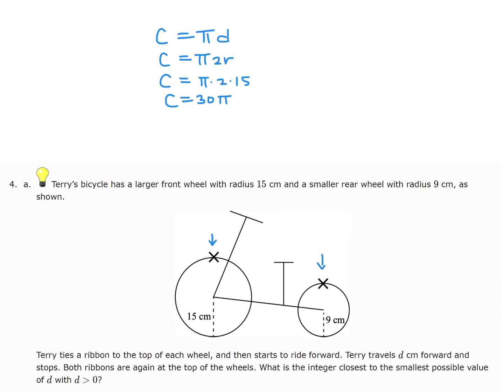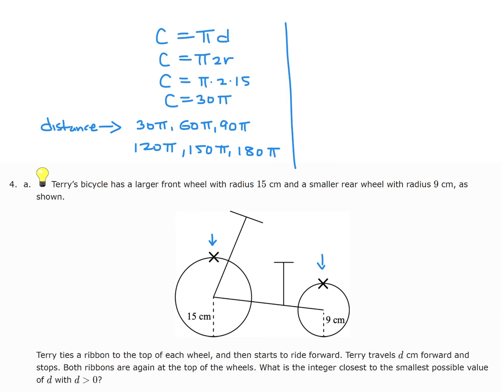So that means every time that front wheel travels 30 pi in distance, it will result in that ribbon coming right back to the top again. So when the distance is 30 pi, 60 pi, 90 pi, 120 pi, and so on, you get the point. Whenever that front wheel travels this distance, that ribbon will be at that top position again. That's for the front wheel, the big one.